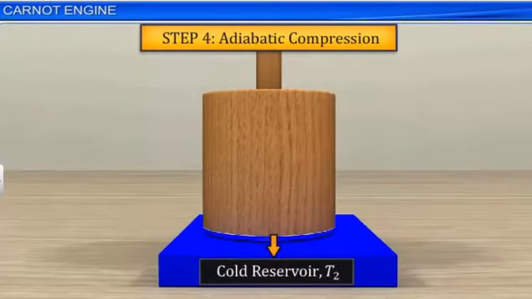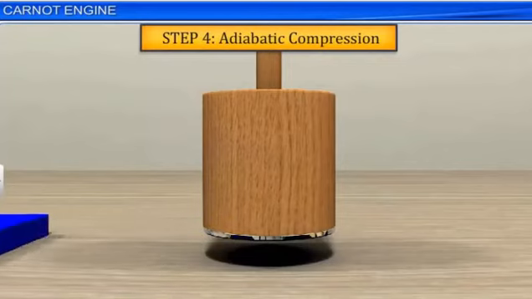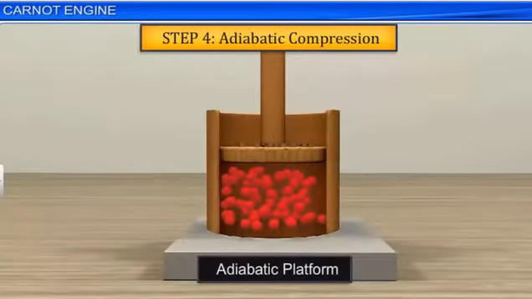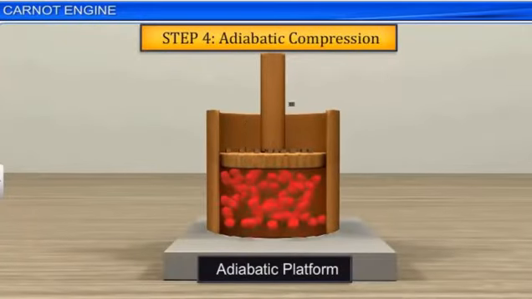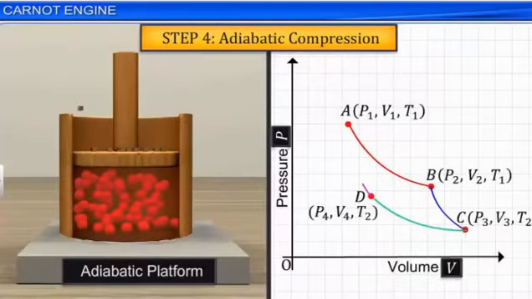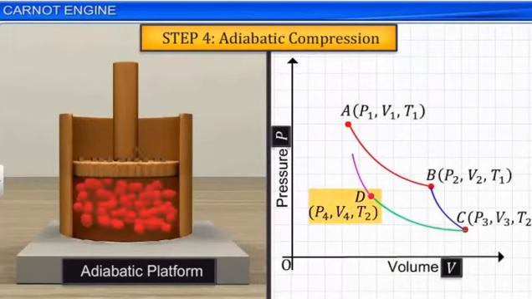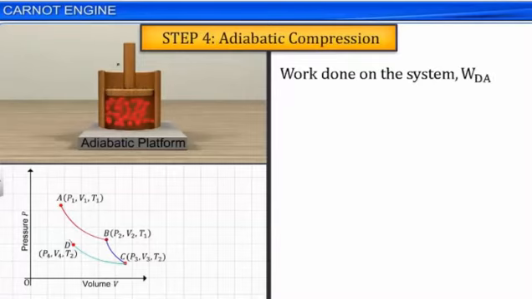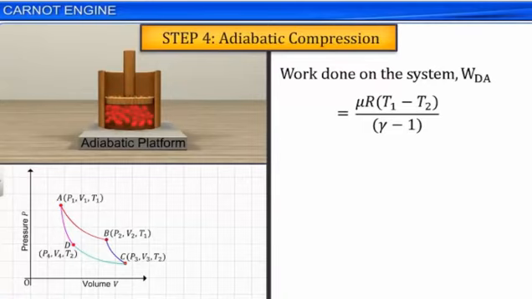In the final step, place the container on an adiabatic platform once again, and compress the gas by adding small weights one by one. This adiabatic compression has taken the state of the gas from D (P4, V4, T2) to A (P1, V1, T1). The work done on the system, WDA, is equal to mu R into (T1 minus T2) by (gamma minus 1). Let this be equation 5.